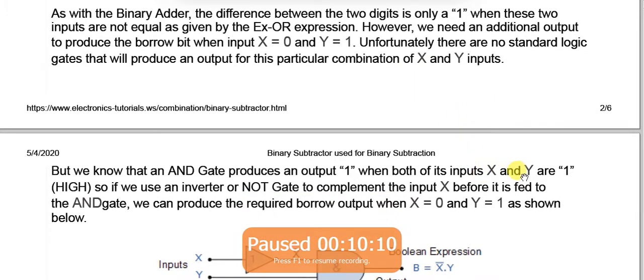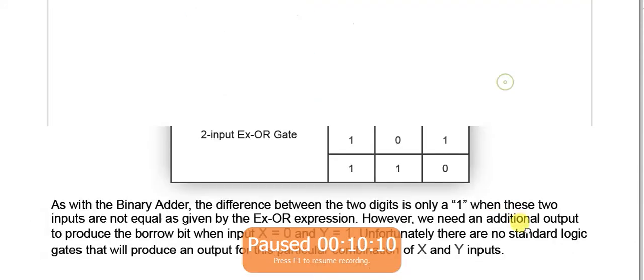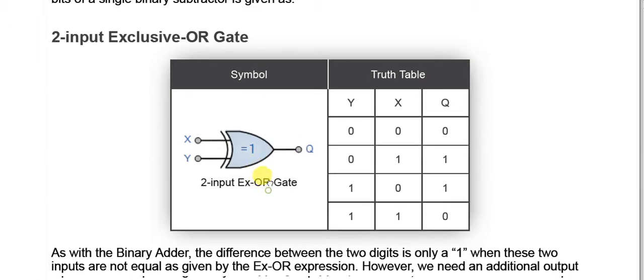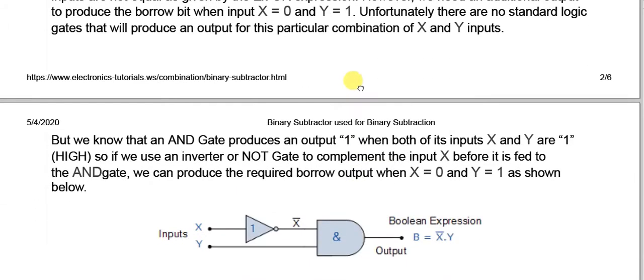In the binary subtractor, two components will be used again: the exclusive OR gate and the NOT gate at the input of the first input X, and with the second input Y, the output is the borrow, B equal to X complement dot Y. So the borrow will be described by this gate.